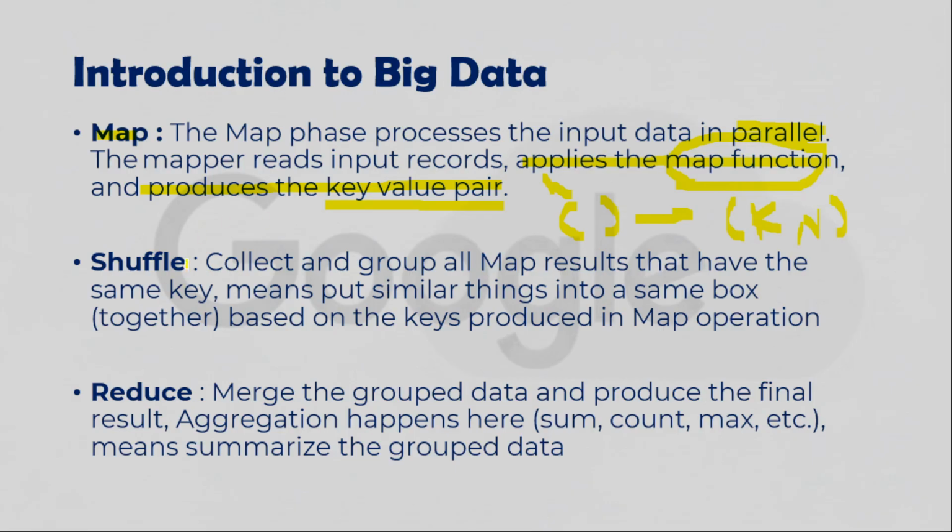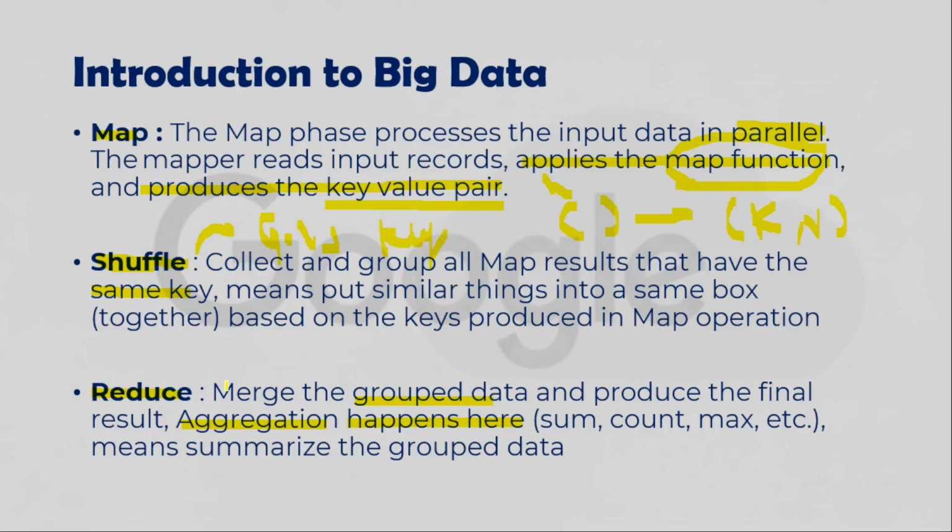Next we'll see what happens in the shuffle phase. In the shuffle phase, after the map produces the key value pairs, the shuffle groups all the records that have the same key. Usually in shuffle, what happens is grouping of the data based on keys. Finally, in the reduce phase, the grouped data is aggregated, and the aggregation happens in the reduce phase. This is how things work: map, shuffle, and reduce.